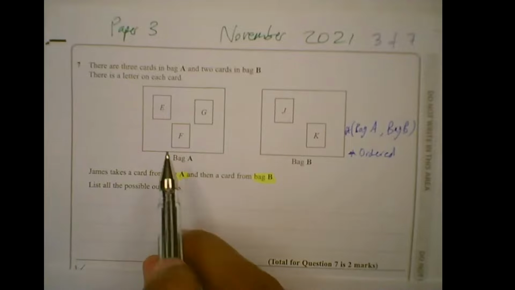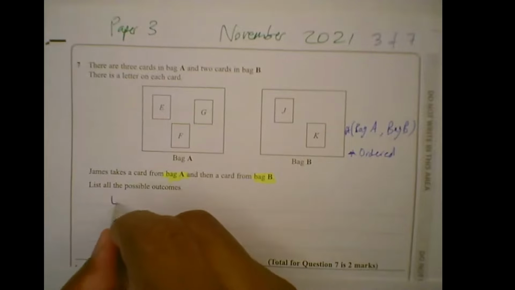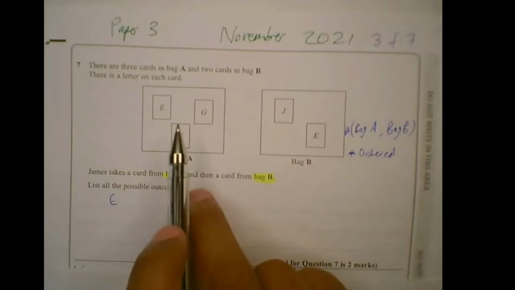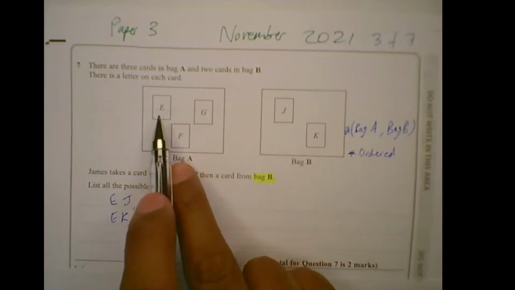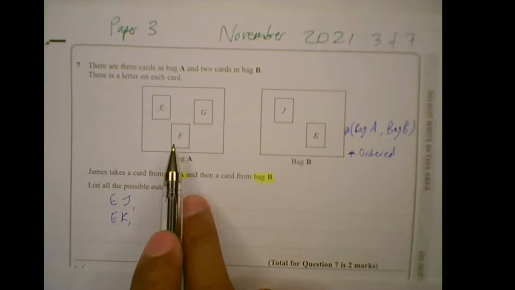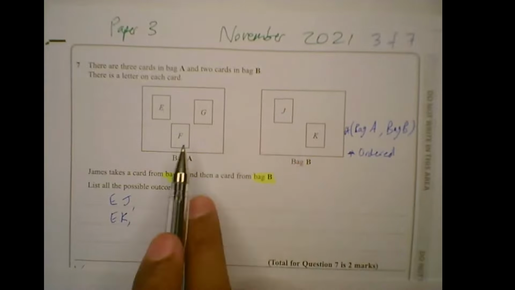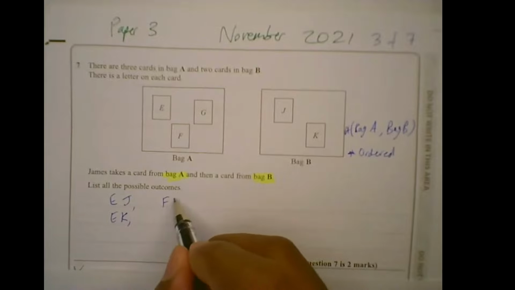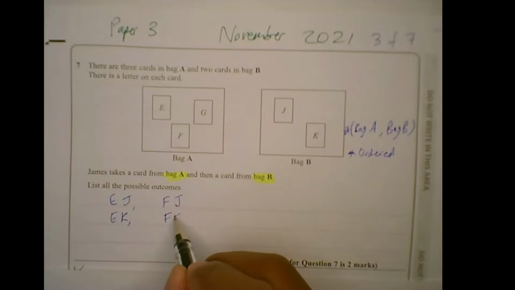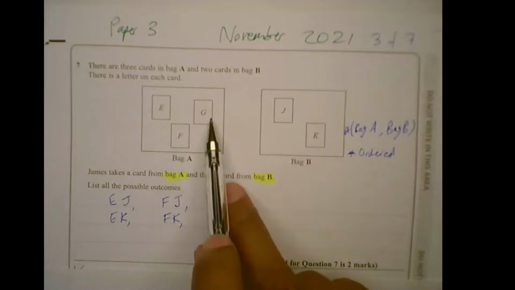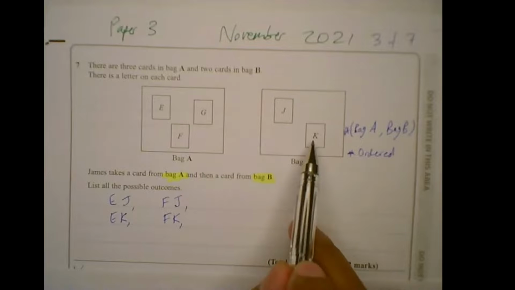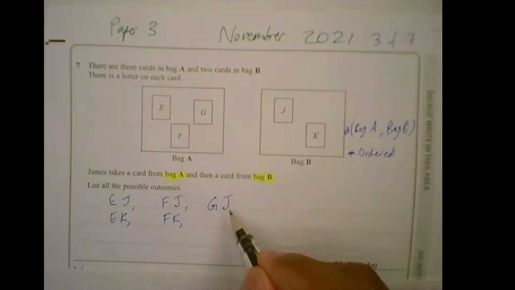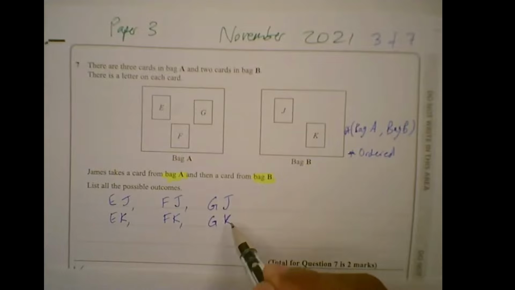So we're going to have bag A, I'm going to go with E first. So we can have E and J, and then E and K. So E, J, E, K. That's the 2 combinations. Now I'm going to go to the next letter in A, bag A, I'm going to go to F. So I'm going to have F and J, F and K. And now I'm going to go to the next letter G, and then I'm going to pick J and then K again. So G, J, and G, K.